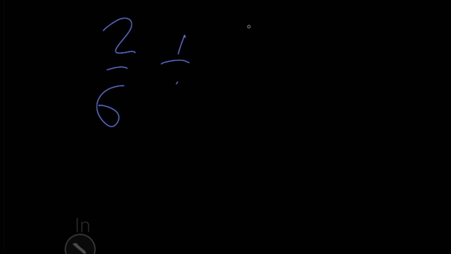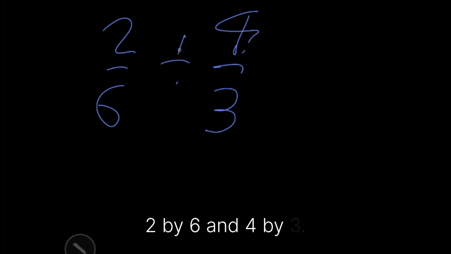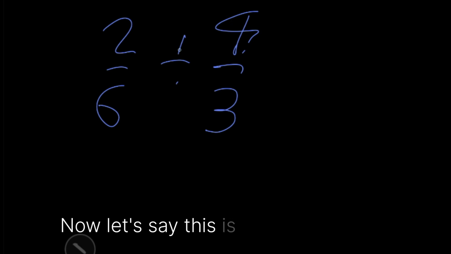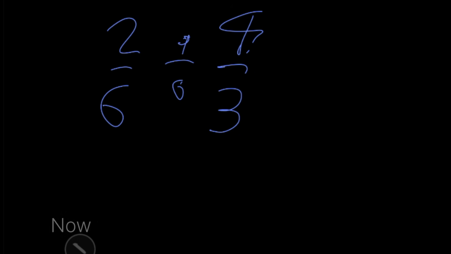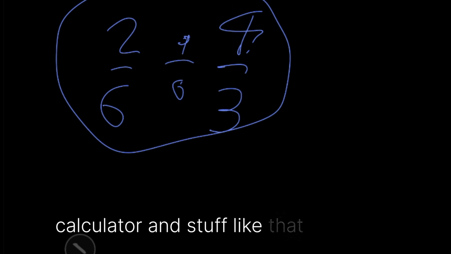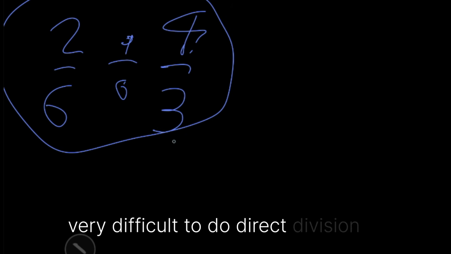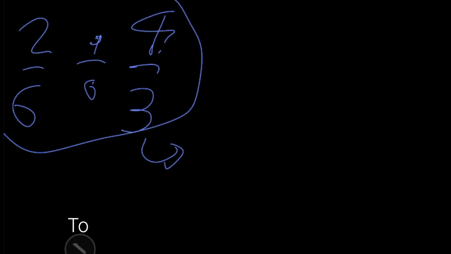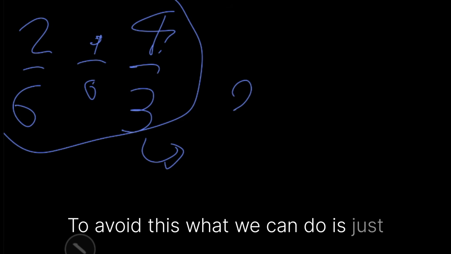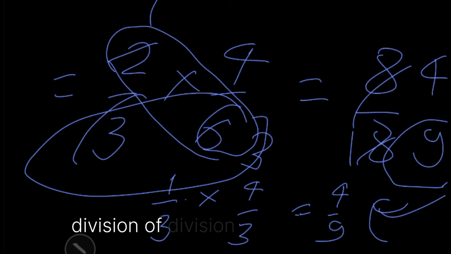Let's say 2 by 6. In division also, the denominator doesn't matter. 2 by 6 and 4 by 3. Now let's say this is the division sign. You can do division like this in your calculator and stuff like that. But as humans, learning is really difficult to do direct division of fractions. To avoid this, just like here, we do cross division.